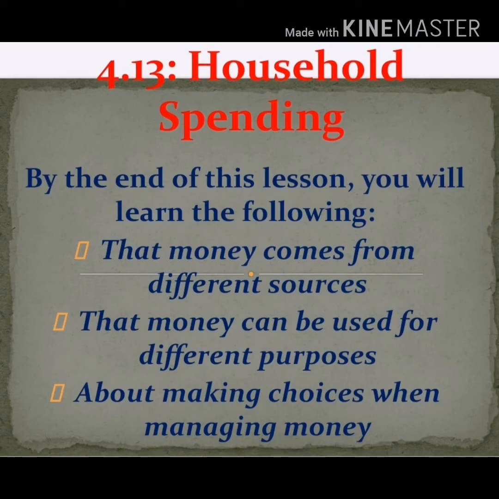Household spending 4.13. By the end of this lesson, you will learn the following: Number 1, that money comes from different sources. Number 2, that money can be used for different purposes. And number 3, about making choices when managing money. So those are the 3 things that you're going to understand by the time we come to the end of this lesson.